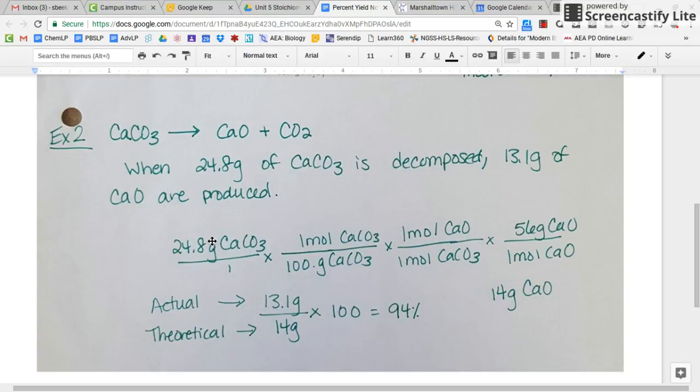So you start with 24.8 grams of our reactant, calcium carbonate. Do this math that you already know how to do. So we convert it to moles of calcium carbonate. You do your mole ratio step, and then you go to grams of the product. I got 14 grams of calcium oxide, so that's my theoretical. Now I just divide my actual from the problem, 13.1 grams, by the number I calculated, 14 grams, times 100, and that gives me a good efficiency, 94%.